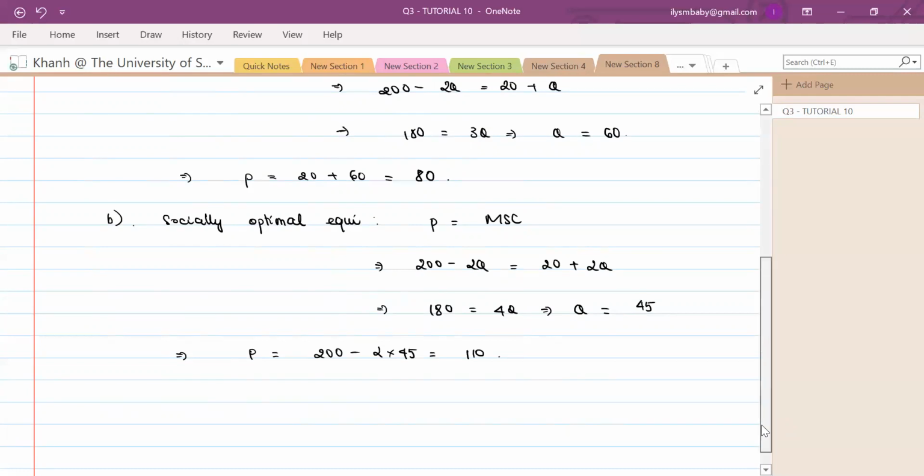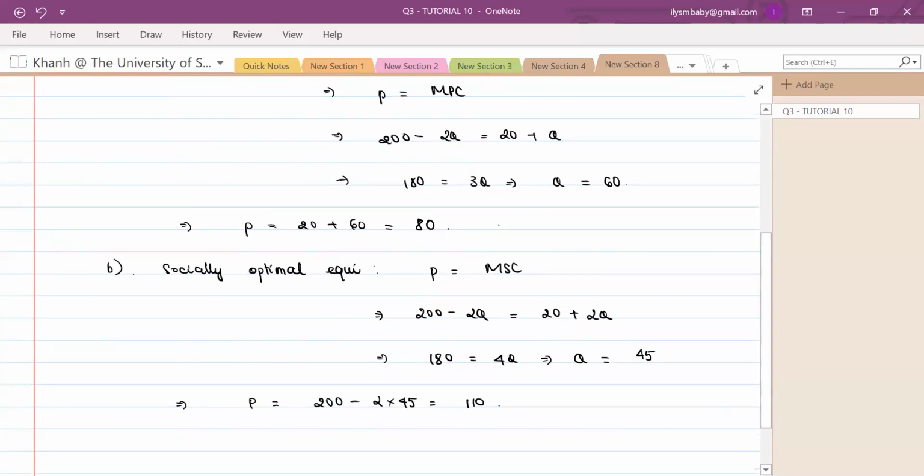As you can see, without taking into account the negative externality, the firm is actually producing more than what it should be producing. It only takes into account its own cost. It doesn't take into account the fact that its production is creating cost to the society as well. So it has overproduced compared to the socially optimal level.